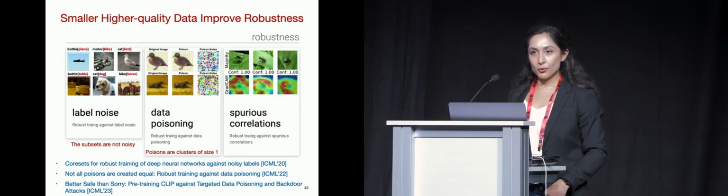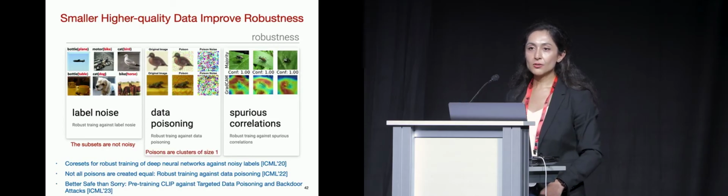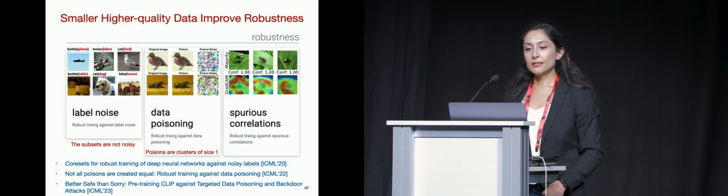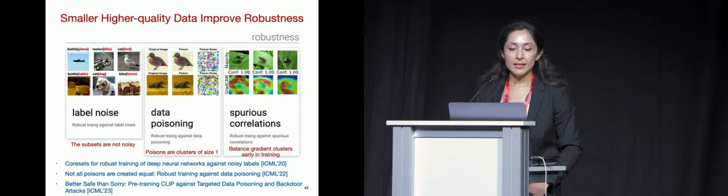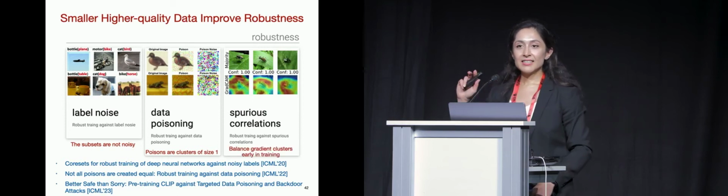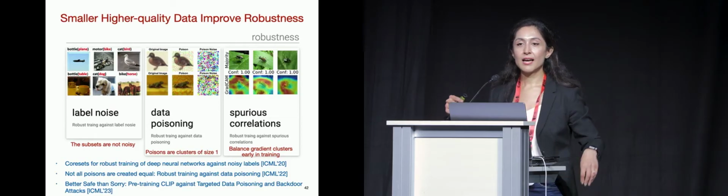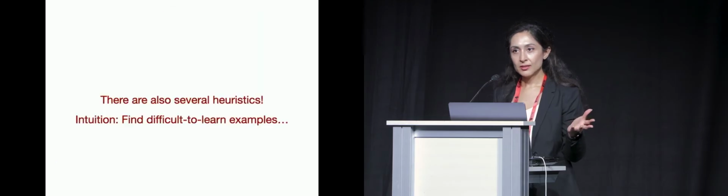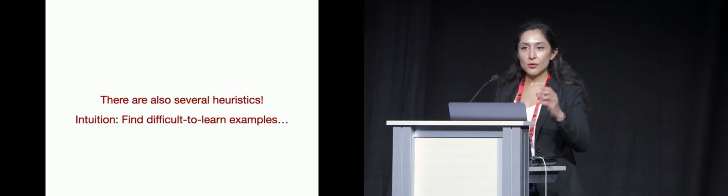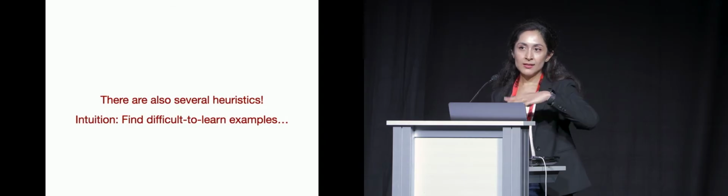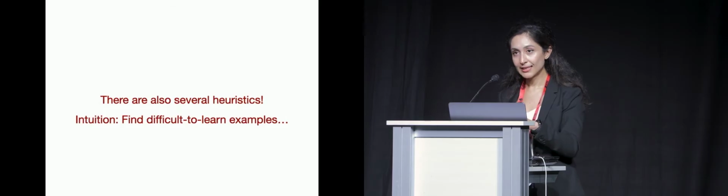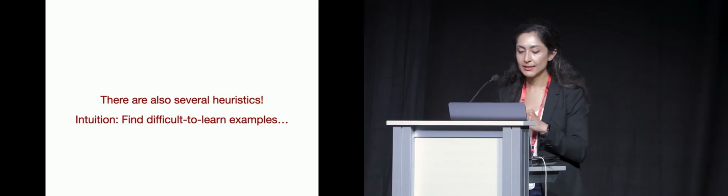A similar framework we can use to train our models robust against noisy labels and data poisoning attacks. I won't get into this, but I put a few references here if some of you want to check later. The short message is that the exact same method that I mentioned can theoretically guarantee that we are not selecting a lot of noisy labels during training. For data poisoning, gradient clusters of size 1, if we discard them, we can train robust to data poisoning attacks. We only need to do this early in training.